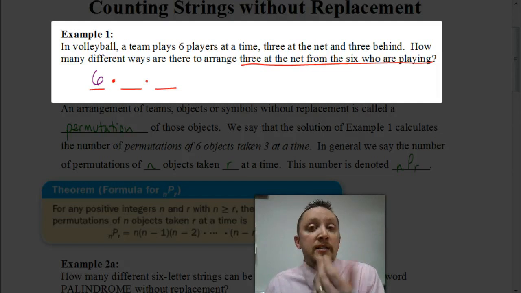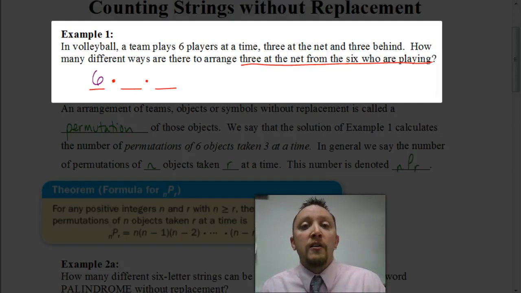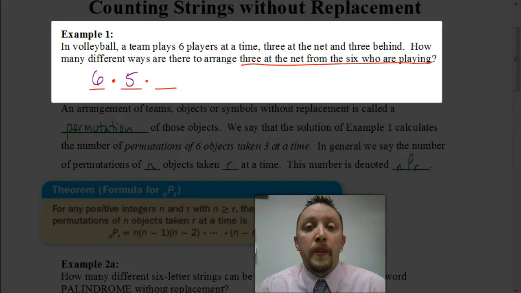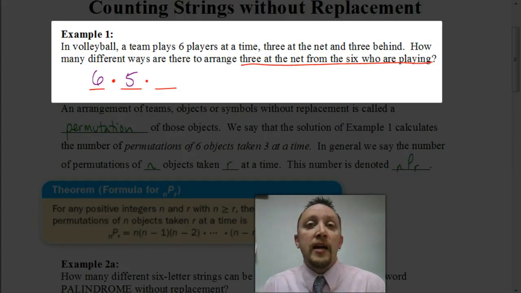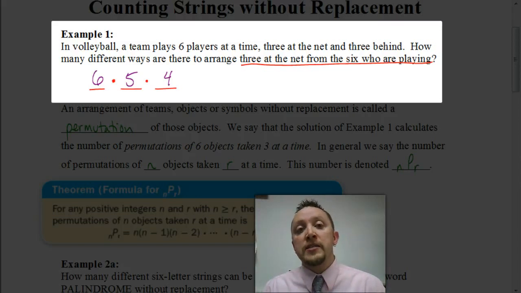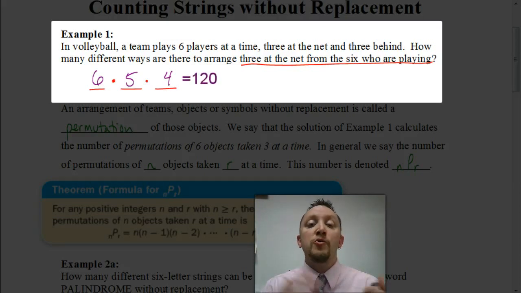So now instead of having 6 to choose from, we have 5 players to choose from. Once we've chosen a player to play that second position, now instead of having 5 players to choose from, we have 4 players to choose from. So to figure out how many possible orderings we would have for those 3 positions, we would take 6 times 5 times 4, which would give us 120. So it'd be 120 possible different ways to arrange those players.